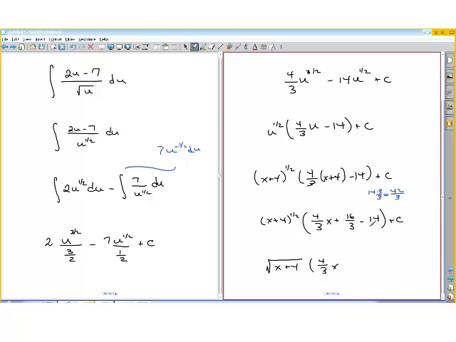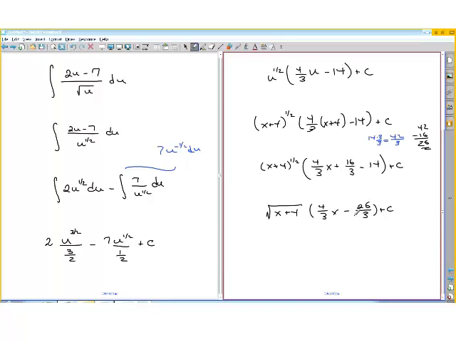So if we take 16 and subtract 42, we get negative 26. So 42 minus 16, 12 minus 6 is 6, bar 1, so 3 minus 1 is 2, so it's 26. So we have negative 26 thirds plus c. And we could also factor out a third, so we'd have the square root of x plus 4 divided by 3 times 4x minus 26 plus c.